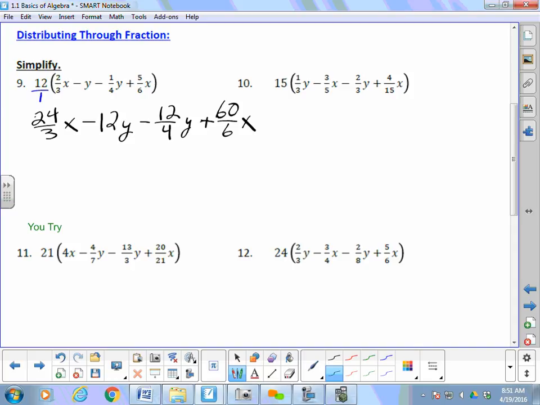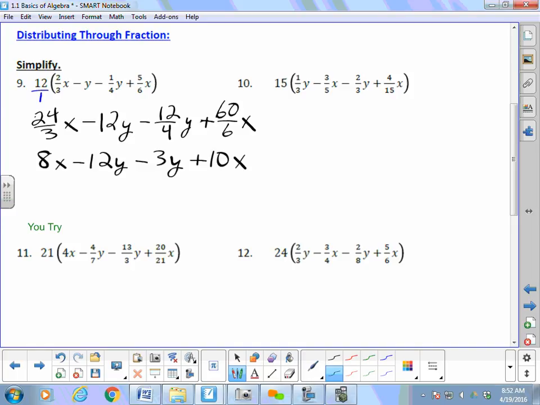So what did I do? I multiplied the numerators. That's all I did there. Now I'm going to simplify each fraction. So we get 8x minus 12y minus 3y plus 10x. So I distributed the 12, simplified the fractions, and now I'm going to combine the like terms.